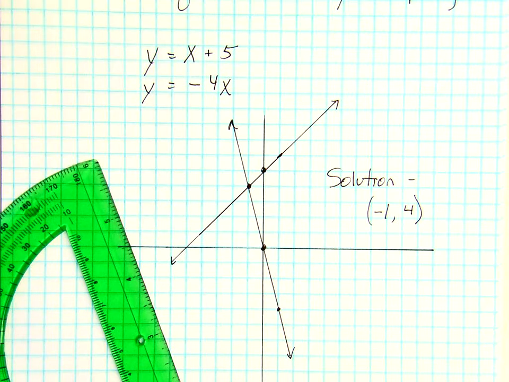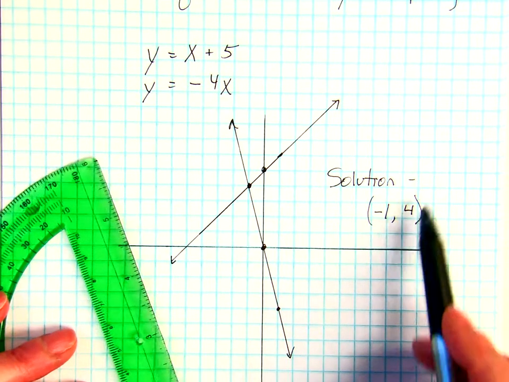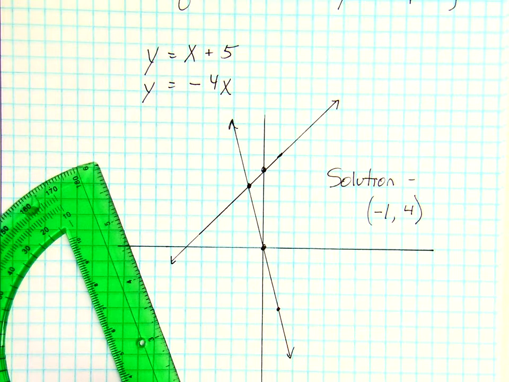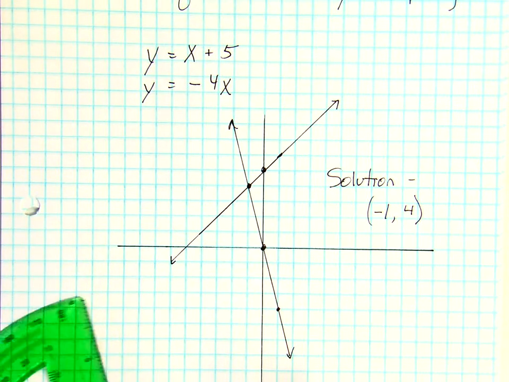And so when we are talking about solving these systems, this is the solution to that system of equations. You can even do this with 3 lines, as long as all 3 are going to intersect at exactly 1 point. So it's just a matter of putting all of the lines on one graph to find that solution by graphing.